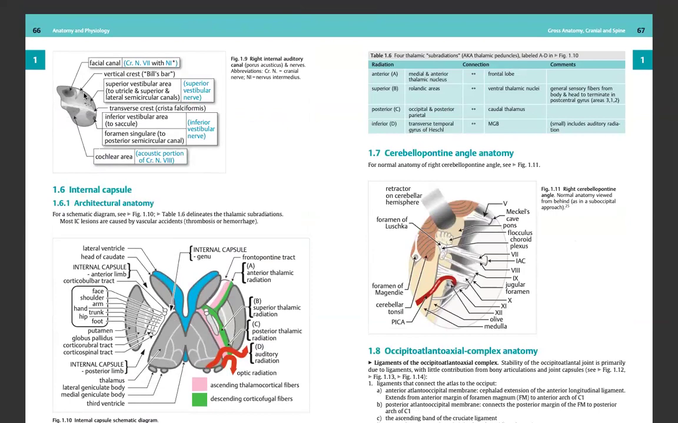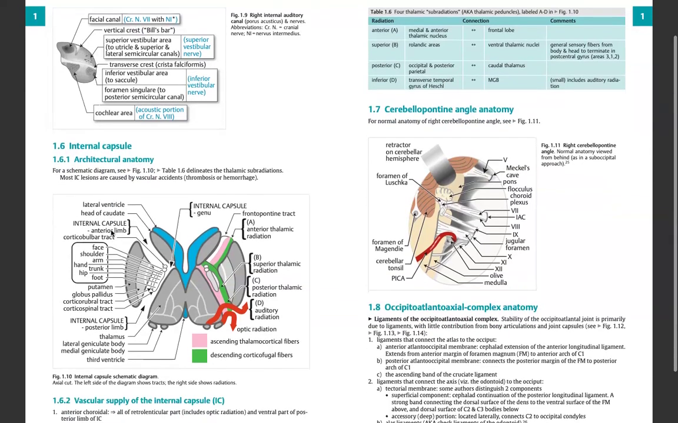Yeah, we all know that there's Bill's bar, which is the vertical crest that divides the superior part into anterior and posterior parts. Of course, the inferior part does not have any separation. But separating the superior and inferior parts is the transverse crest, or crista falciformis. This transverse crest has another name. So: Bill's bar, vertical crest; transverse crest, crista falciformis, falciform crest. All right, I think that's it.